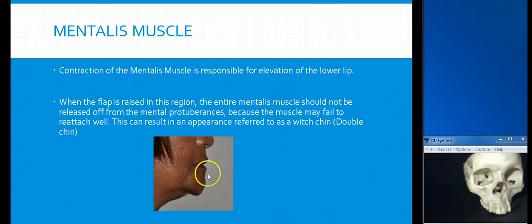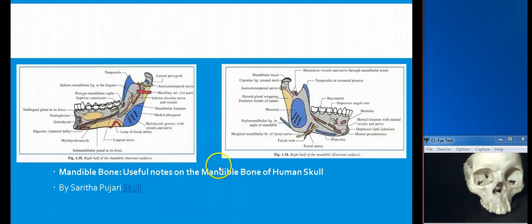So at least for me, when I make my flaps anteriorly up here, I always make sure I leave part of it intact, so either I can suture it back or it's still attached up there. So just be careful with your mentalis muscle when you're making a flap on the anterior, in front of your two premolars, to leave some of the mentalis tendon back. Otherwise, you're going to have this nasty witch's chin.